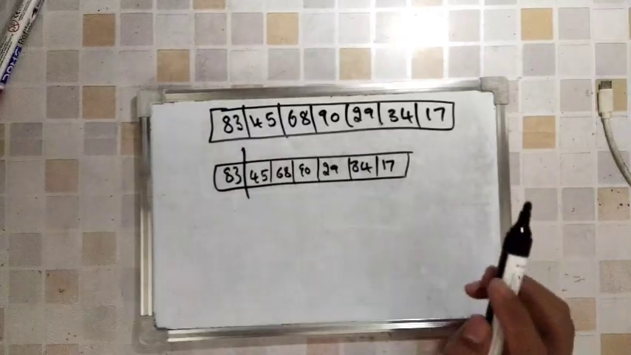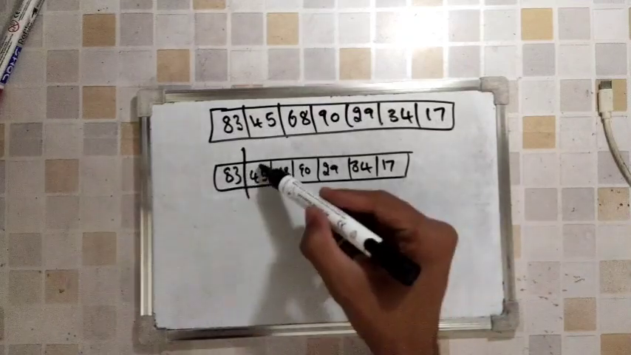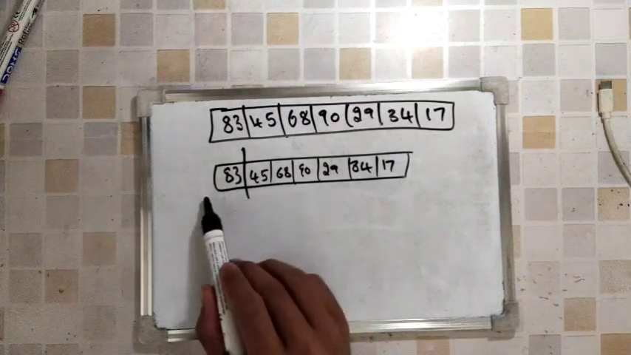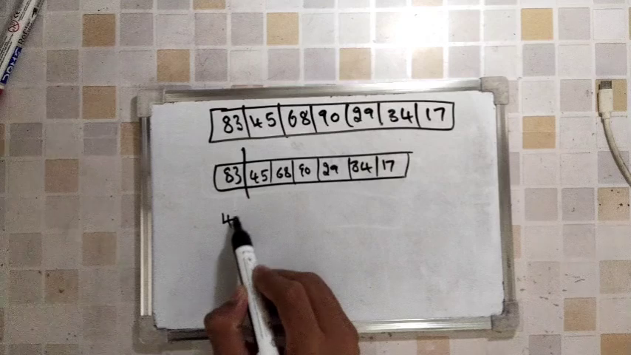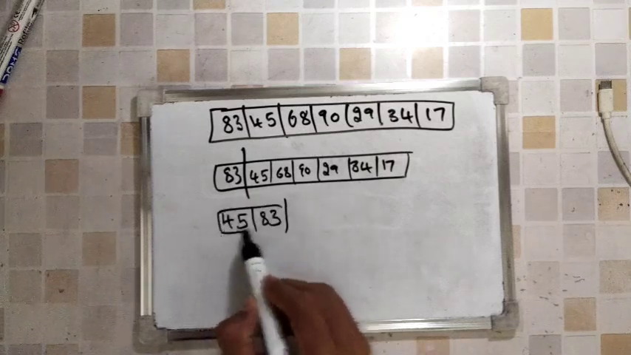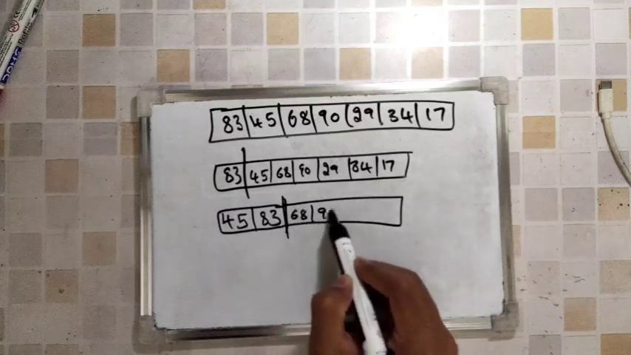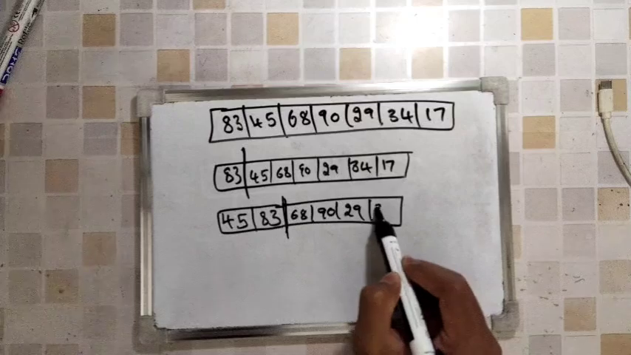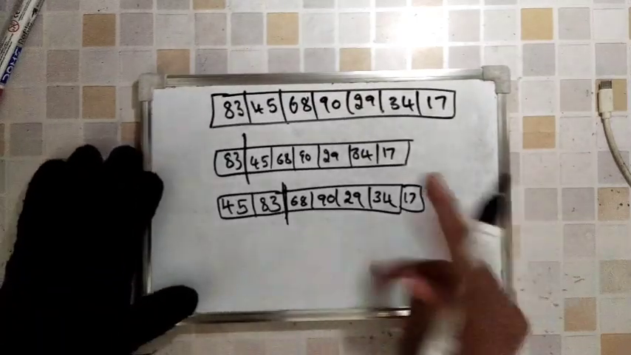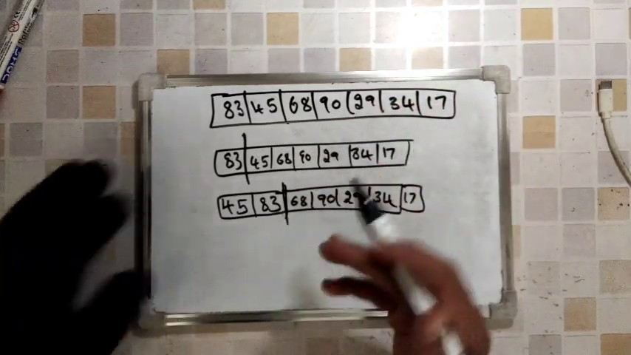Now I will take this as the key term, remove it, and compare it with 83. If it is less, I will place it on the left side. If it is greater, I will place it on the right side. So now it will be 45, 83 here, and the remaining is 68, 90, 29, 34 and 17. I will explain it in two ways: you can either write it like this, or there is another simple way.